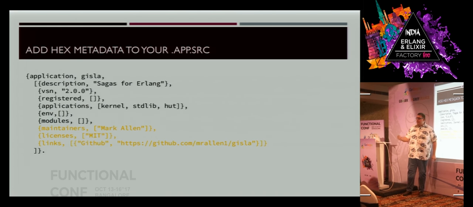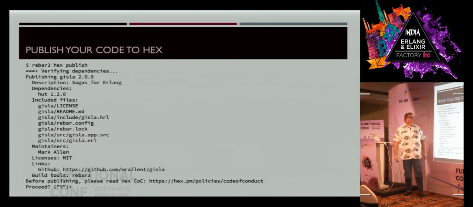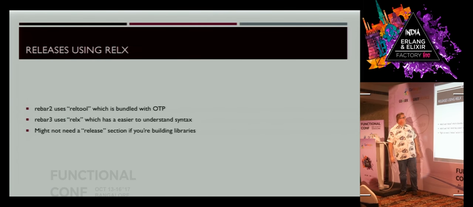And when this data gets processed by hex, when you say hex publish, it outputs all of this nice output here for you. And at the bottom, sorry, it's hard to read, it can actually go ahead and publish it directly, and it will send up the tarball, and hex will process it. And all that metadata information will get presented in a really nice little web UI for people to look at and to evaluate. So that's pretty neat. All right, so let's talk about releases a little bit.